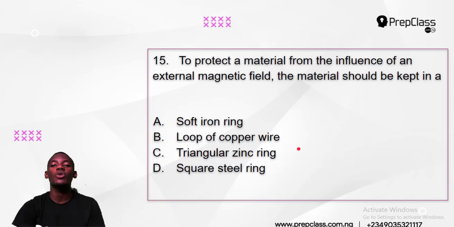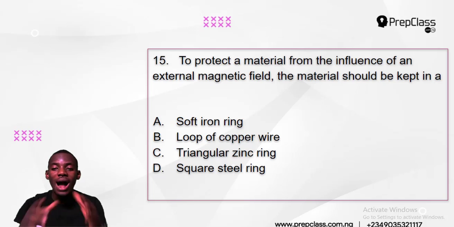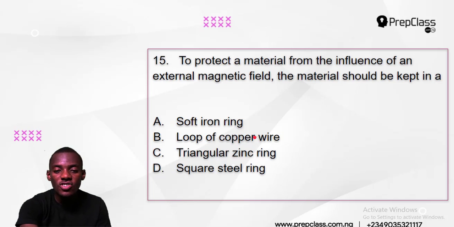Number 15, to protect a material from the influence of an external magnetic field, the material should be kept in a what? If you have a magnet and you don't want it to lose its magnetism or to be affected by the external magnetic field, you are trying to protect from the magnetic field. How can you protect it? Keep it inside what? Or around what? Is it a soft iron ring, or a loop of copper wire, or triangular zinc ring, or square steel ring?